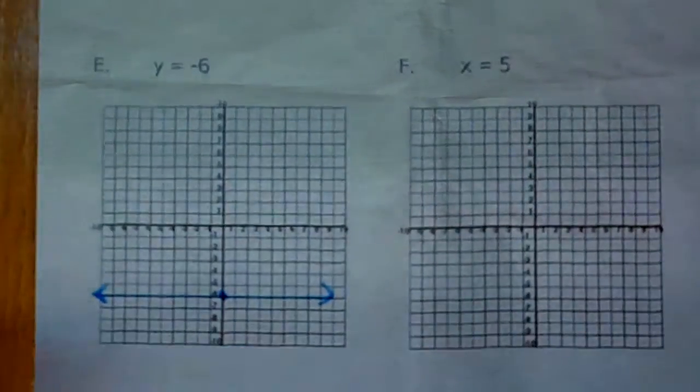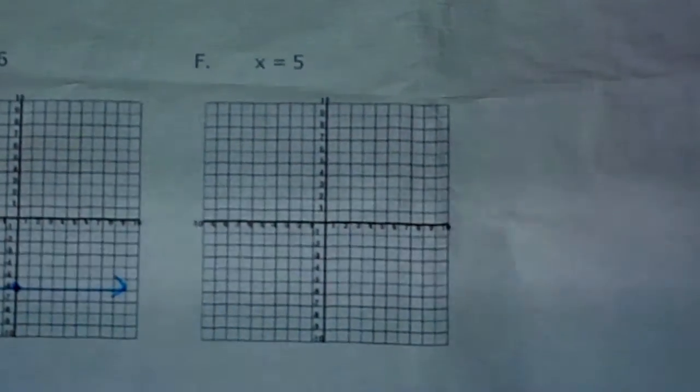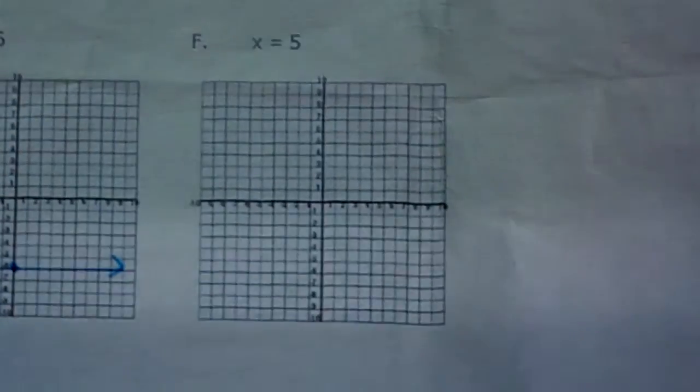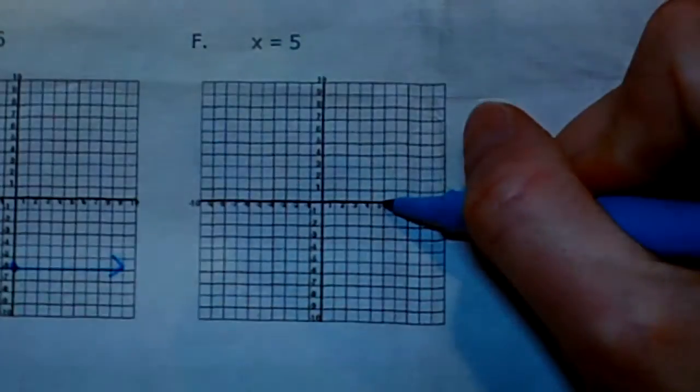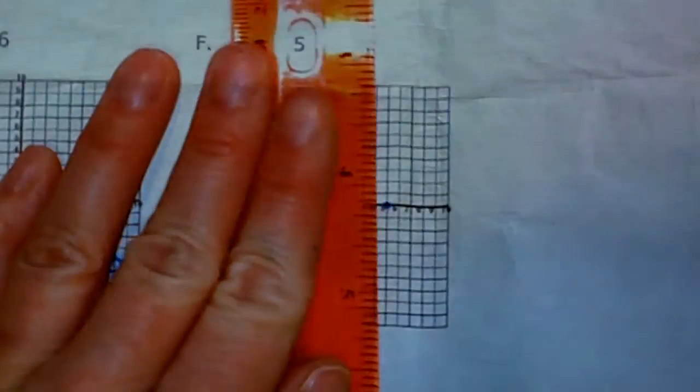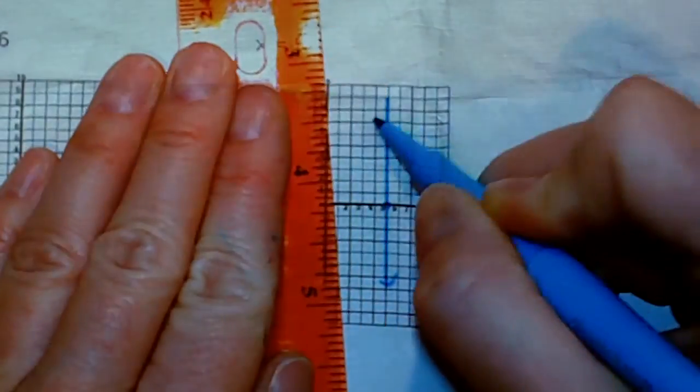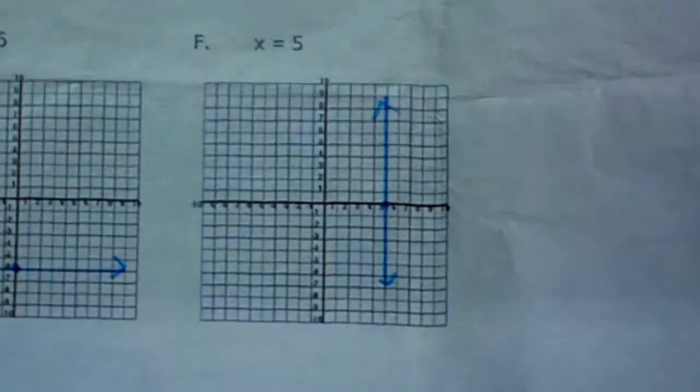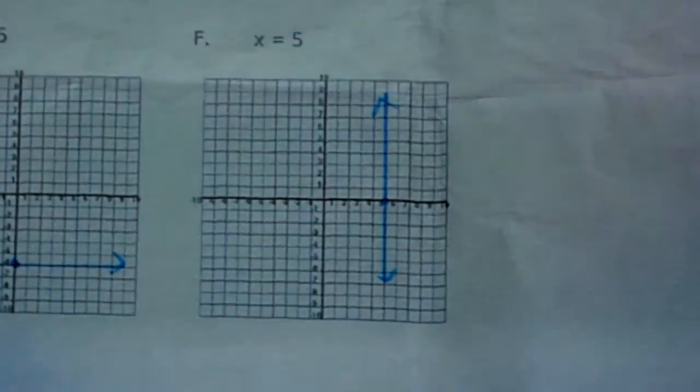For letter F, there isn't a y, but I'm hoping that you remember if you just see x equals 5, that means that on my x-axis, x will always be 5. So this would be a vertical line that crosses the x-axis at 5. So y equals horizontal, x equals vertical.